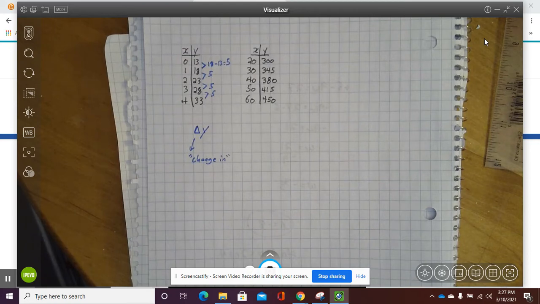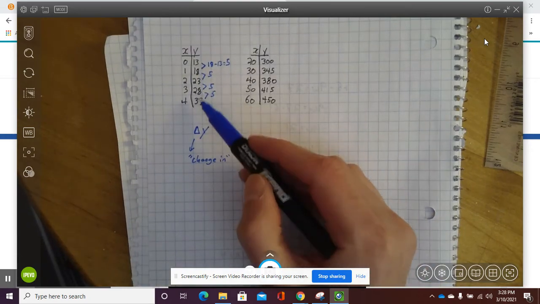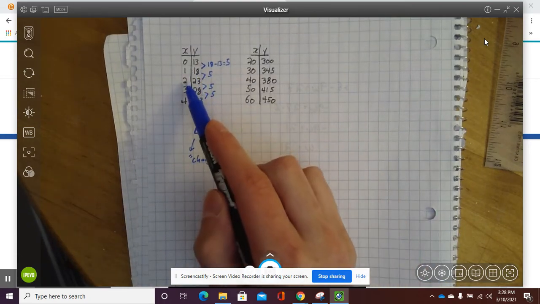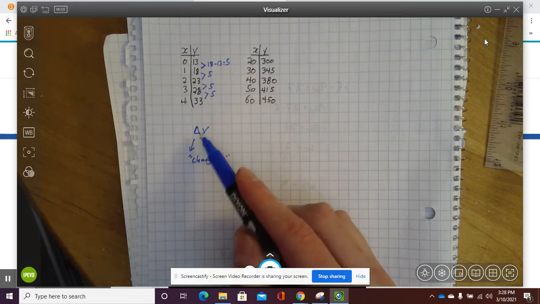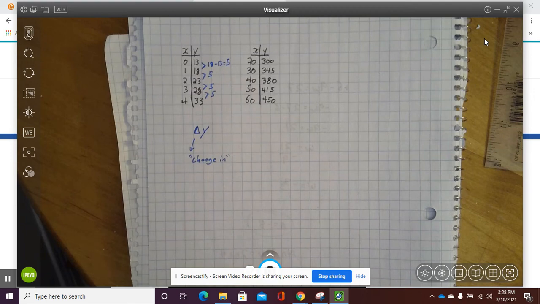The second related concept is what we call a rate of change. A rate of change is asking how much is y changing for every unit that I change x by. So how much is my dependent variable changing when I change my independent variable? In this question, because x is just going up by 1, sure enough, my rate of change is the same as my first differences. The rate of change is just 5.